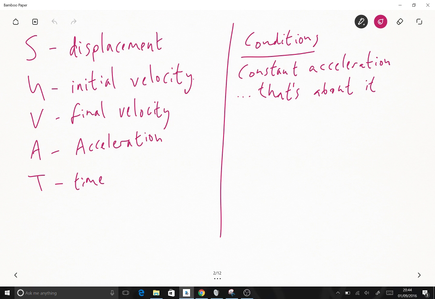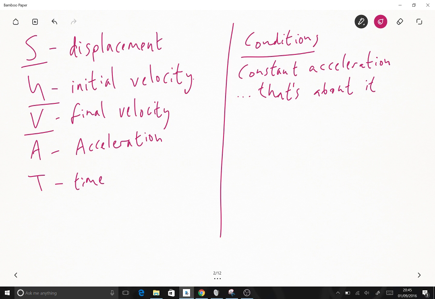So the basic idea is you've got 5 different quantities. You've got an S for displacement. Don't ask me why it's S, it just is. U for initial velocity. V for final velocity. And these are quite nice because U and V are next to each other in the alphabet, and U comes before V, which is suitable because it's initial. You've also got A for acceleration, quite logical, and T for time, again, logical.